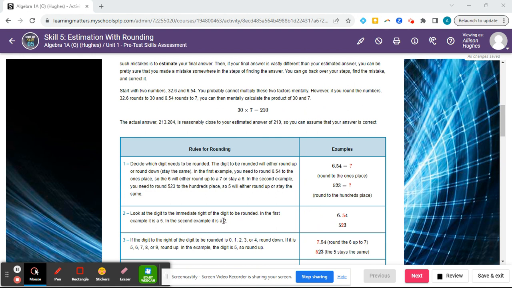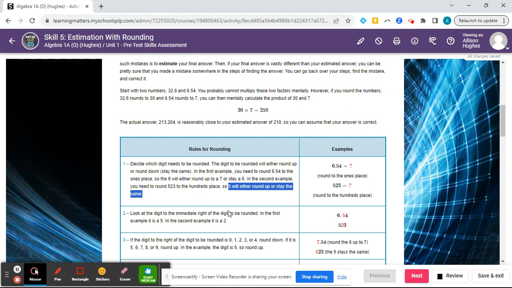So you're always going to take a look at where your place value is that you want to round, and then look to the right of that number, and it's going to tell you whether to round your number up or keep it the same. So anything 5 or higher, we're going to round up. Anything lower than 5 stays the same. So 5 will round up, and then anything lower than 5 is going to stay the same.